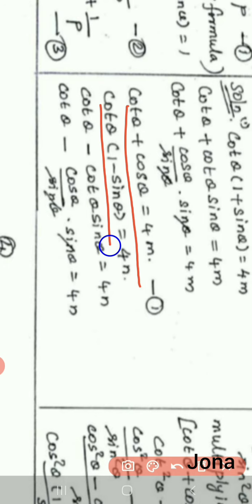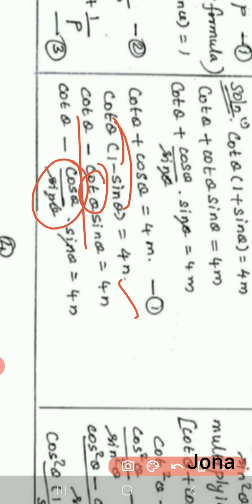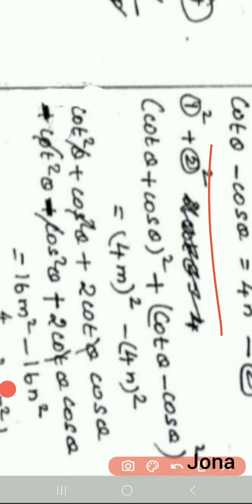The next one it's given in the problem, cot theta of 1 minus sin theta equal to 4n. Here also I want to remove the bracket, so multiply these two like this, we will get this one, and then instead of this cot theta I can write this cos theta by sin theta into sin theta equal to 4n. Even here we can cancel this sin theta and sin theta, so that it will be cot theta minus cos theta equal to 4n. So cot theta minus cos theta equal to 4n. So I want to square and add both the equations. I want to square and add.